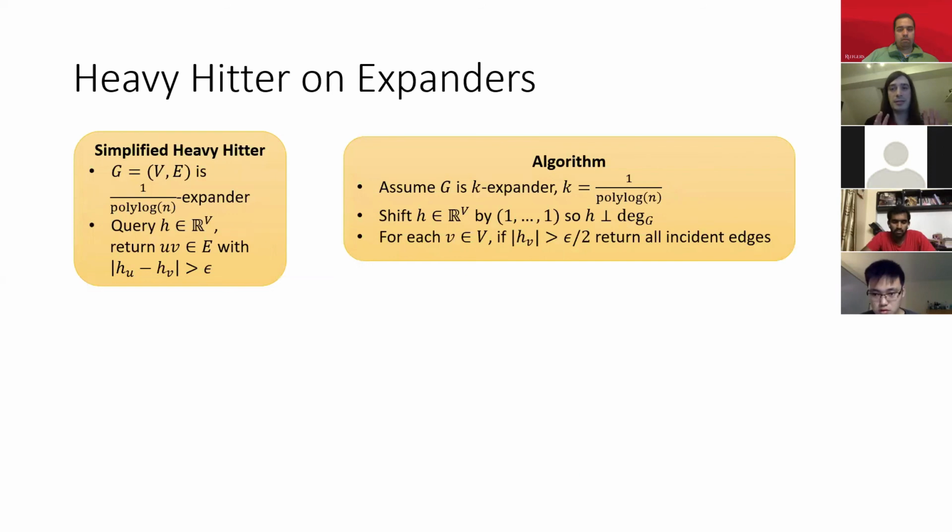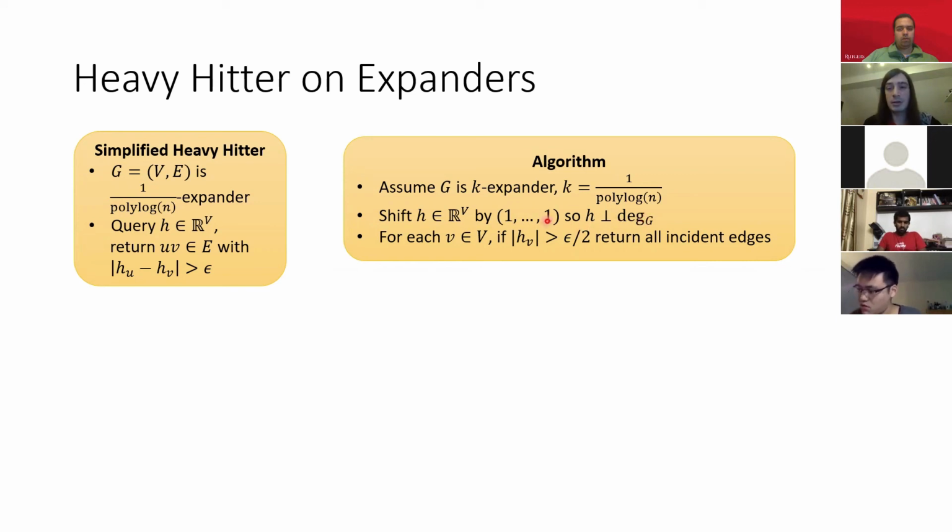And that algorithm is surprisingly simple. So this is again the problem we try to solve. The algorithm is as follows. We are given this graph G, we assume that's an expander. What we do is, given this vector H, we shift this vector by the all ones vector. So we add the same number to all of the entries. And we do that in such a way that afterwards the vector H is going to be orthogonal to the degree vector. So by degree vector, I just mean a vector of dimension n where every coordinate just says what is the degree of the corresponding vertex in our graph.